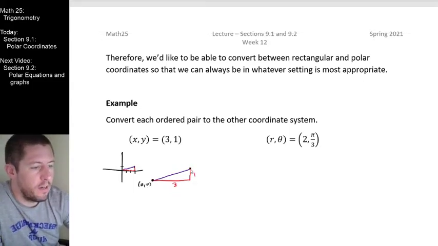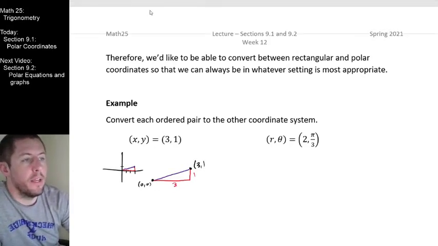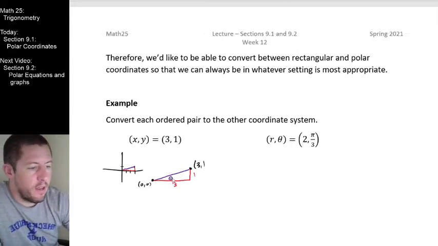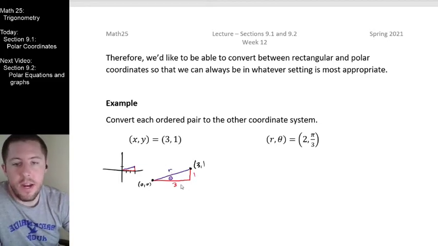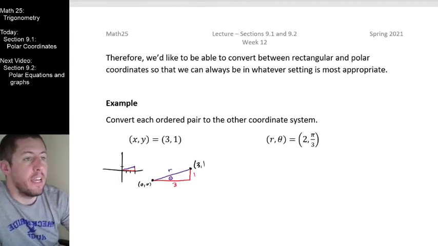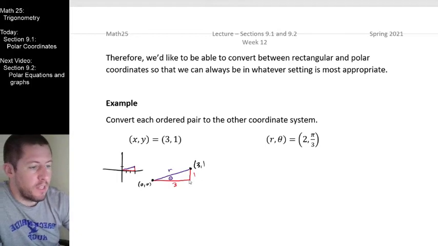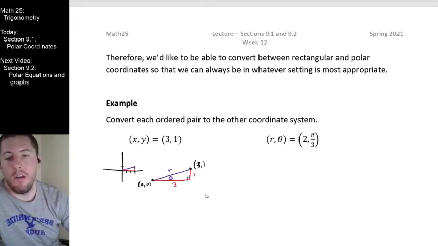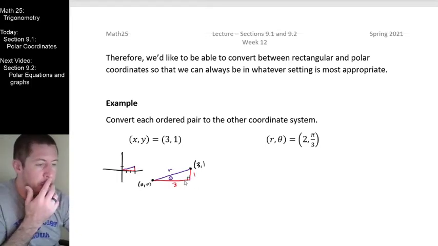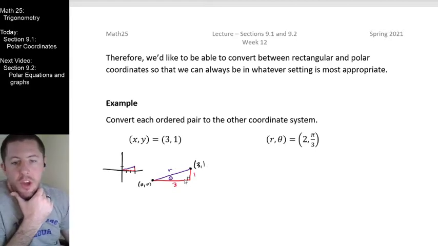And we're sitting here at (3, 1). What we want to know is, what is this theta and what is this radius right here? So my question to you is, given that we have found ourselves in a right triangle, can we solve for these components r and theta? So let's do the harder one first.